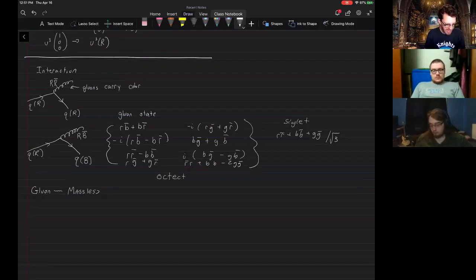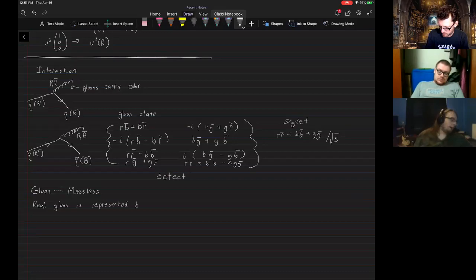Okay. And how is it going to be represented? The gluon, right? So a real gluon is represented by a polarization state.